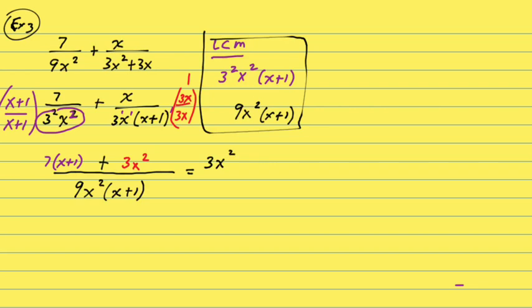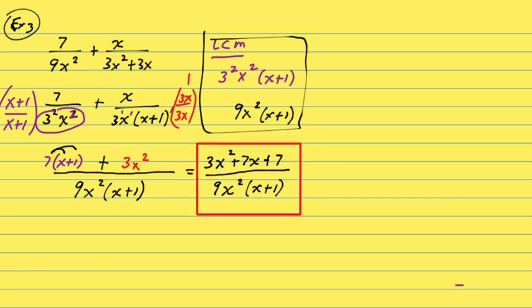Standard form is decreasing powers. 3x squared plus 7x plus 7. And this is divided by 9x squared times x plus 1. Now, if the numerator factored, I would factor it, but I don't think there are factors of 21 that add to 7. So I do not believe the numerator factors. Always leave your denominator factored. I like it all in factored form.